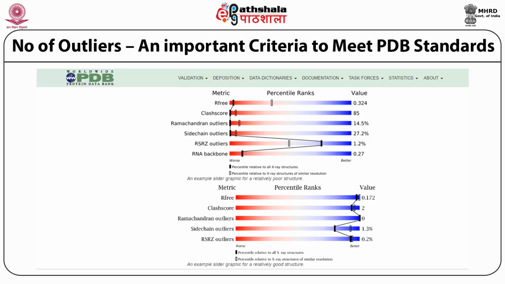Here two examples are shown from the PDB website itself. The top one shows a poor structure, the bottom one shows a good structure. In the third line you can see Ramachandran outliers. For the poor structure, 14.5% are Ramachandran outliers, whereas in the good structure it is 0%, meaning no residue was found in the outlier region. When the number of outliers in the disallowed regions is minimum, that tells the structure is more valid, more accurate.